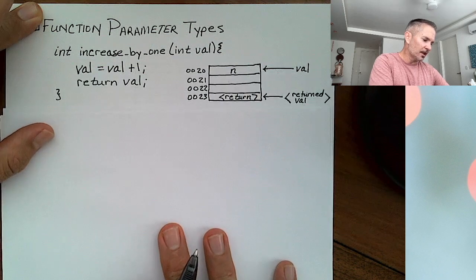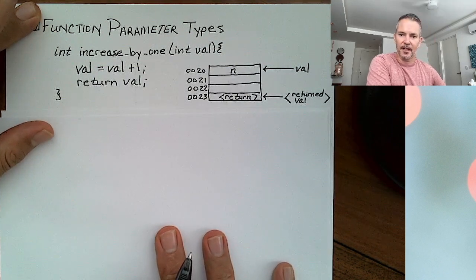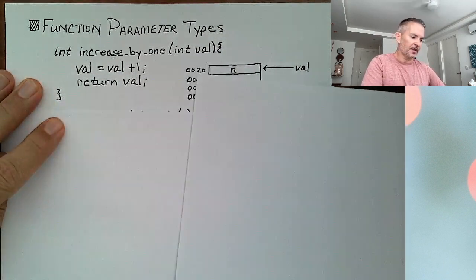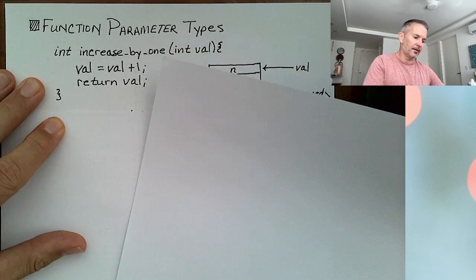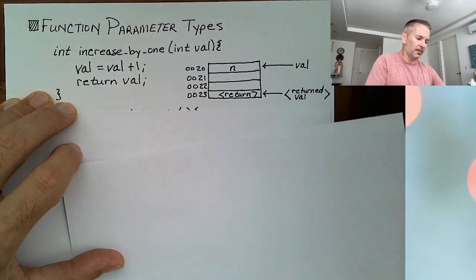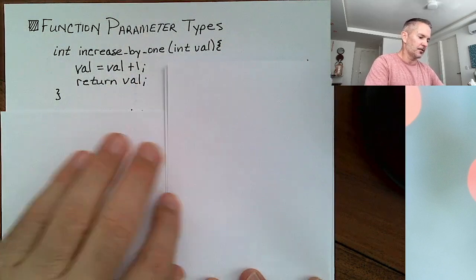So let's take a look at this function that I have defined. And after we've discussed the function, we will discuss this little memory drawing that I have here. So I'm going to cover that drawing up so it doesn't distract you.